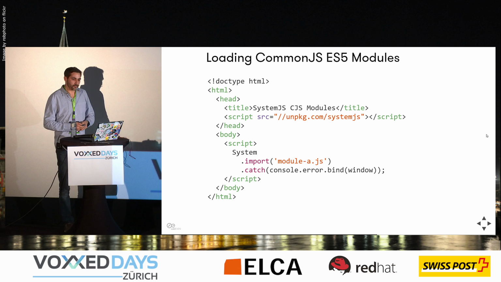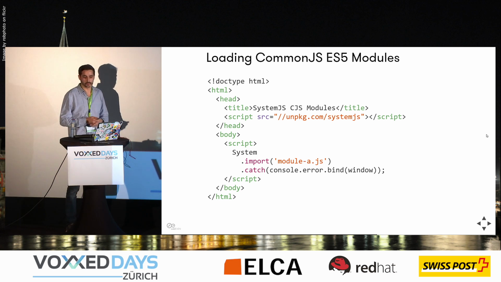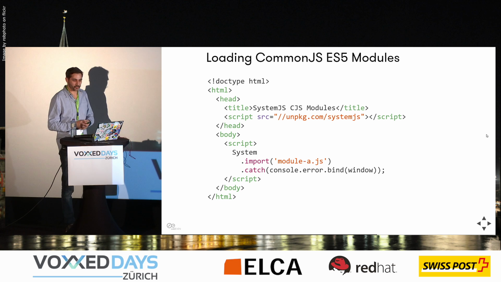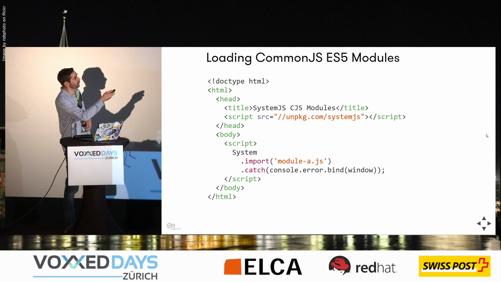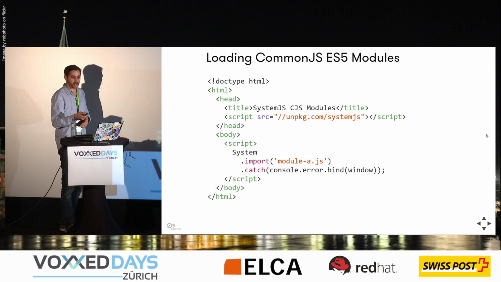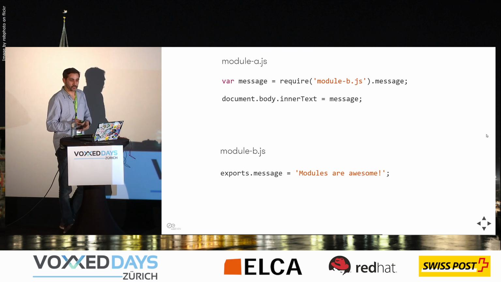All right, so let's see how we can load a CommonJS ES5 module inside of SystemJS. We are adding SystemJS as a dependency here. We added it from a CDN directly and load it in the browser. Then down in our body here, we are using system.import to import our main entry module. So this is all happening in the browser. We say system.import module A, and then let's look at module A.js.